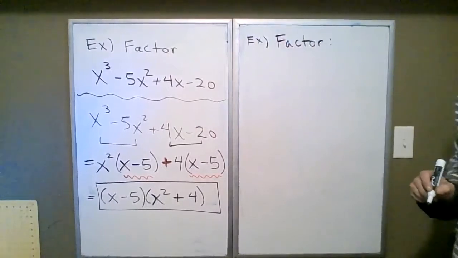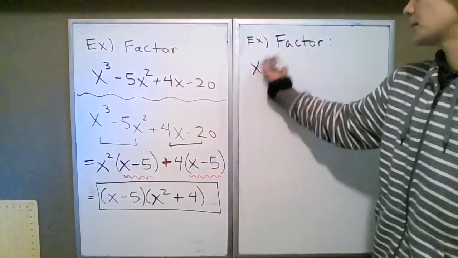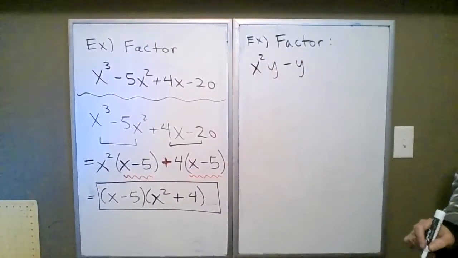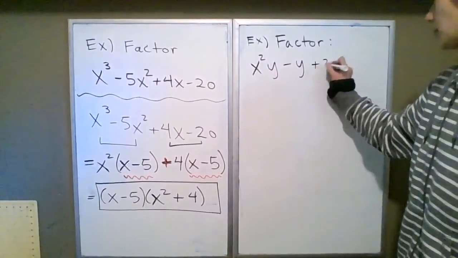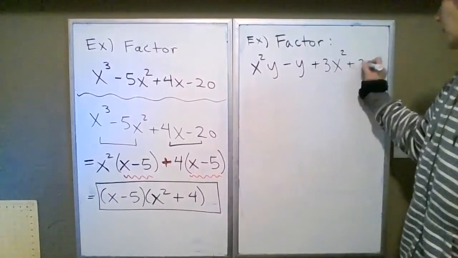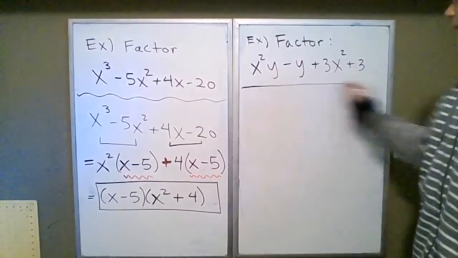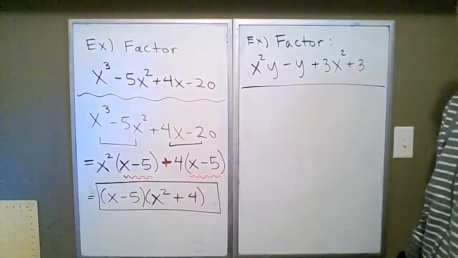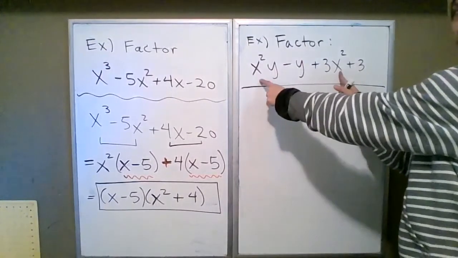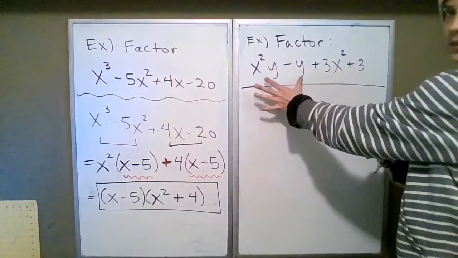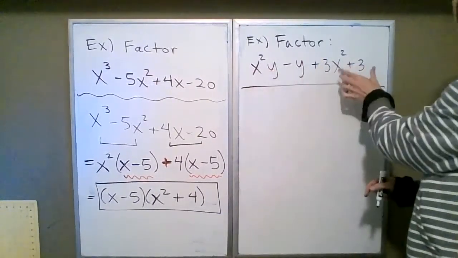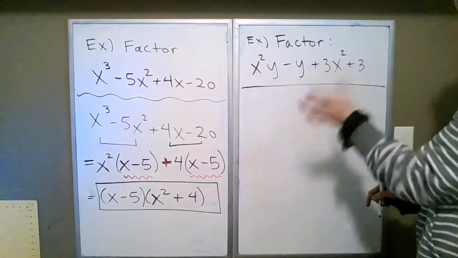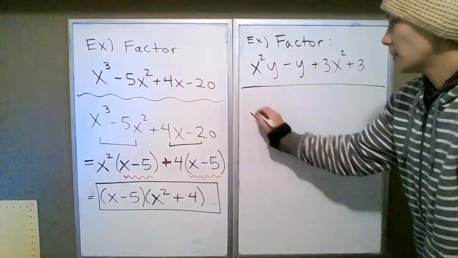We're going to factor x squared y minus y plus 3x squared plus 3. And I mean, these both have x squareds in them. I could do it that way, but I'm just going to leave the first pair together. They both have a y. And this pair at the end, they both have a 3. So I'm just going to group these and group those and factor out the greatest common factor from each of them.